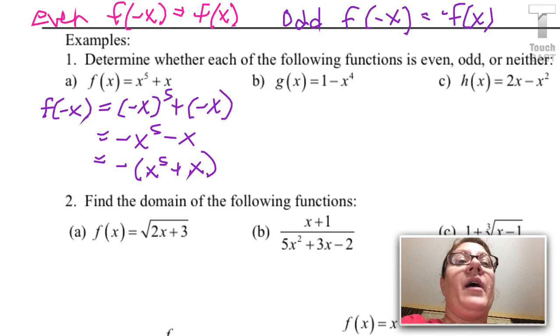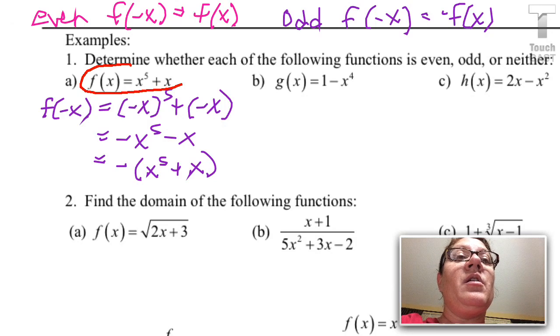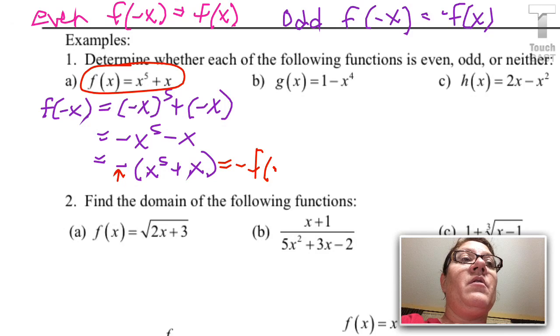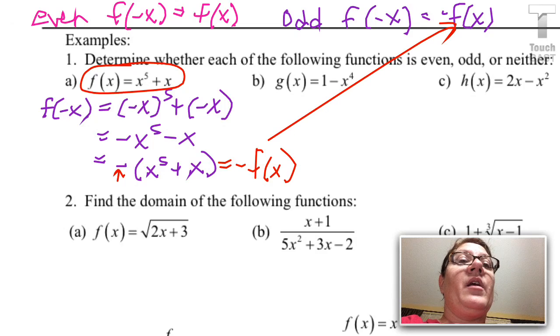And then I take a look at how that compares with the original function. And I go, oh, wow, let's see. It looks almost exactly like the original function, except it has a negative sign. In other words, this is negative f of x. Oh, ding, ding, ding! We have a winner. This one's odd.